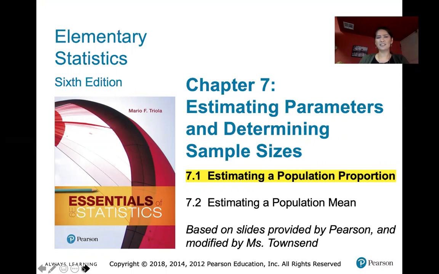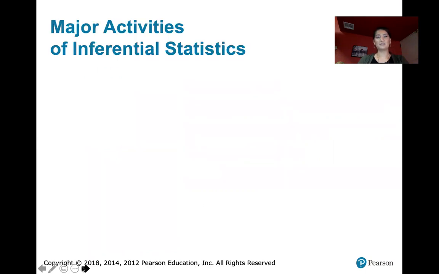I believe there are 3 sections in the textbook, but due to time constraints, we're only covering 2 in our course. 7.1 is about estimating population proportions, and 7.2 is about estimating a population mean. 7.3, I believe, is about estimating population standard deviation and population variance.